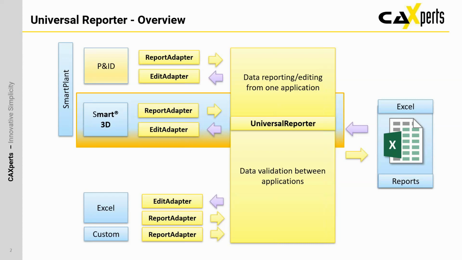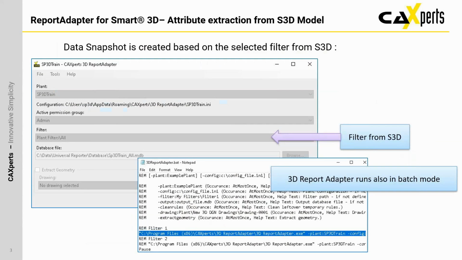The big advantage of this Universal Reporter solution is that regardless where the data come from, PNID or Smart 3D, or you also see these custom and Excel adapters, the way of reporting the data is always the same regardless where they come from. And at the end of the day, everyone wants to have Excel reports, there is a strong capability to report this into Excel.